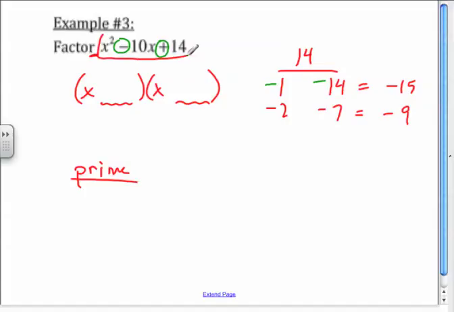This can be solved, right? I can find out what x equals. They're just not going to be whole numbers, right? This thing is prime. So we can't factor it into two binomials. We just leave it as the quadratic.